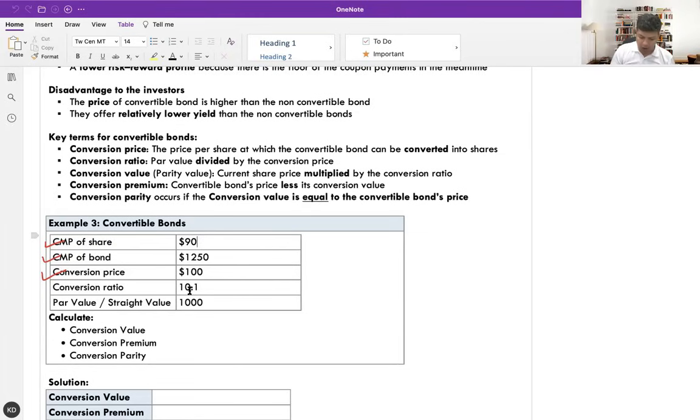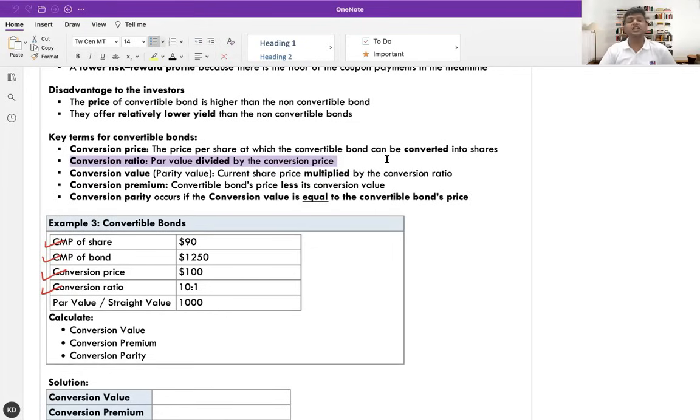So what is your conversion ratio here? 10:1. No, 10:1 means what? Can you read what is conversion ratio? Par value divided by the conversion price. Okay, so let's assume your par value is 1000 and your conversion price is 100. So conversion ratio is 10.